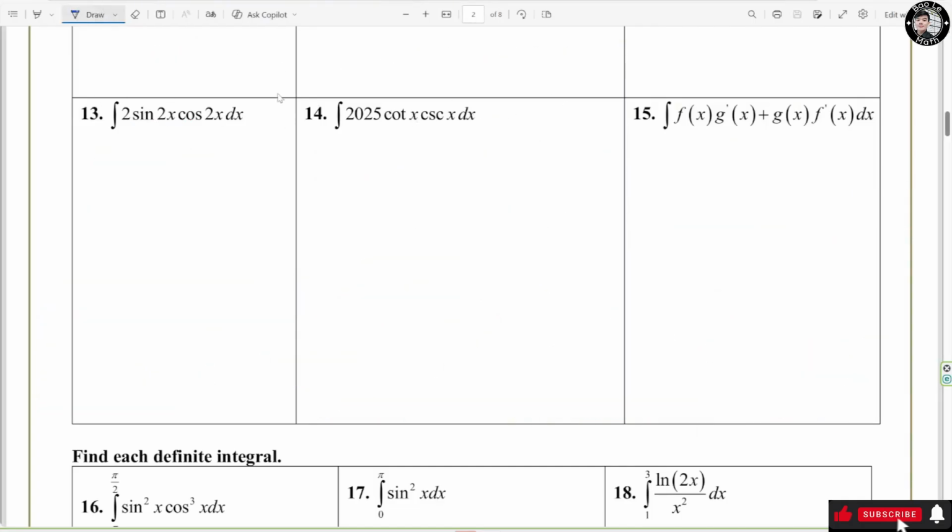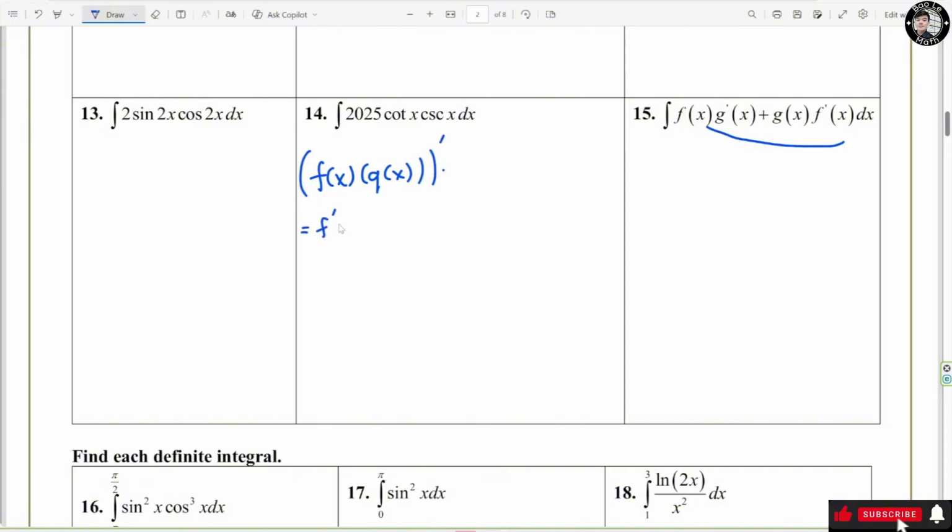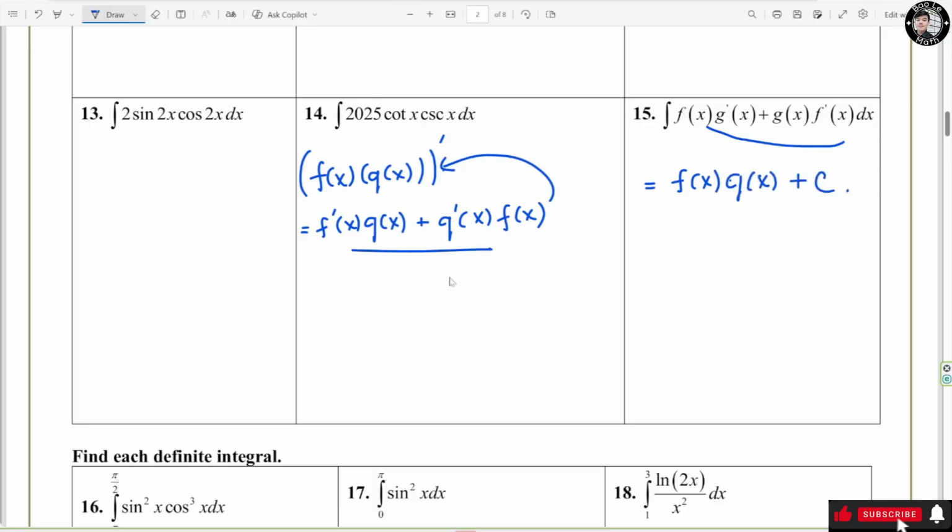Now question 15, observe that this one is actually the product rule. So if you have f of s times g of s, altogether prime, right? So it could be f prime of s times g of s plus g prime of s times f of s, right? Now if you take the antiderivative of this one, you go back to this one. So the final answer must be f of s times g of s plus c, right?